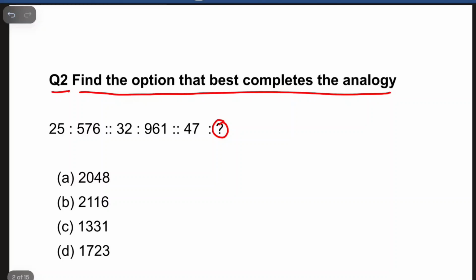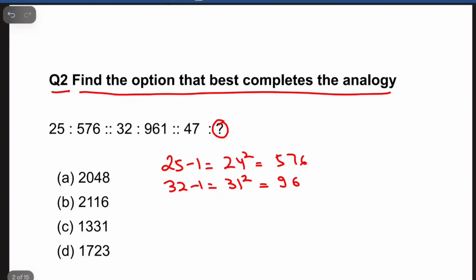Now we'll start with 25. If we subtract 1 from it, we get 24, and if we square 24, we get 576. Similarly, 32 minus 1 is 31. 31 square is 961. So we'll apply same logic to find this missing number. We have 47 here. 47 minus 1 is 46. 46 square is 2116. Option B is the correct answer. Now let us move to the next question.